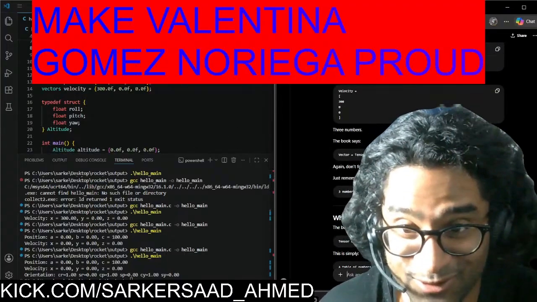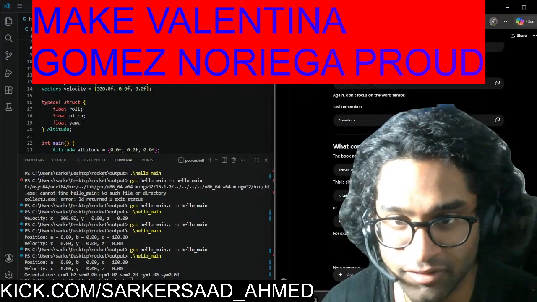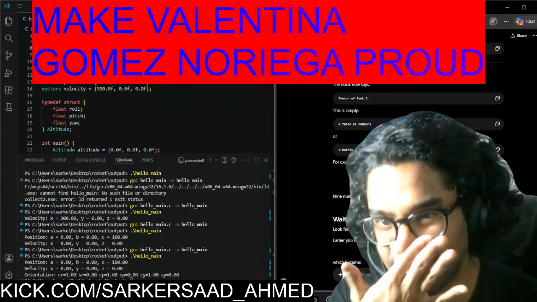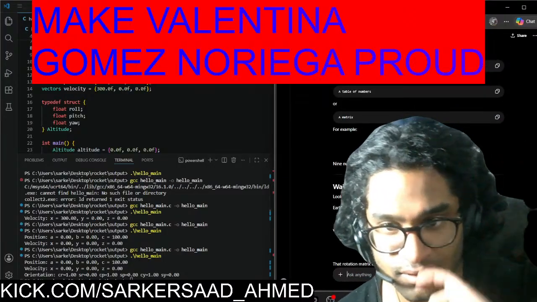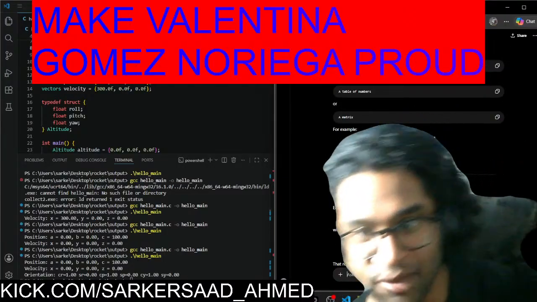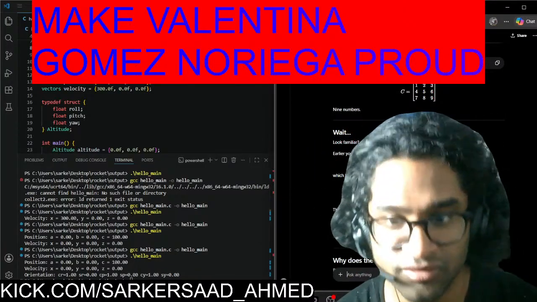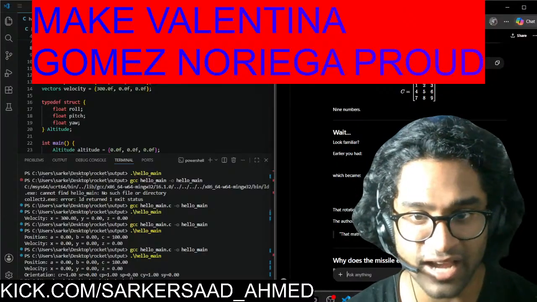Okay, again, don't focus on the word tensor. Just remember 3 numbers. So what comes after a vector? The book now says tensor of rank 2. So it's simply a table of numbers. For example, if I have C as 1, 2, 3, 4, 5, 6, 7, 8, 9, which is technically gamma of 1,1, gamma of 1,2, gamma of 1,3, the authors are basically saying that matrix we're using is a tensor. So that rotation matrix is already a rank 2 tensor.